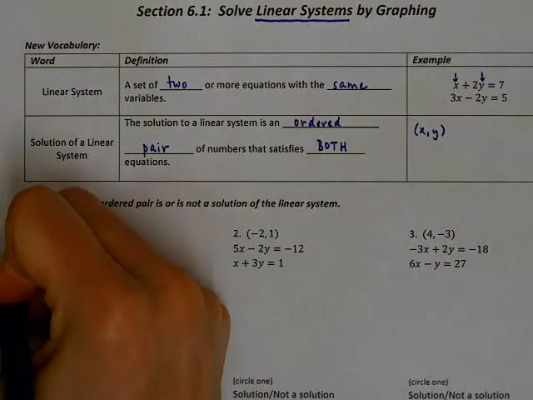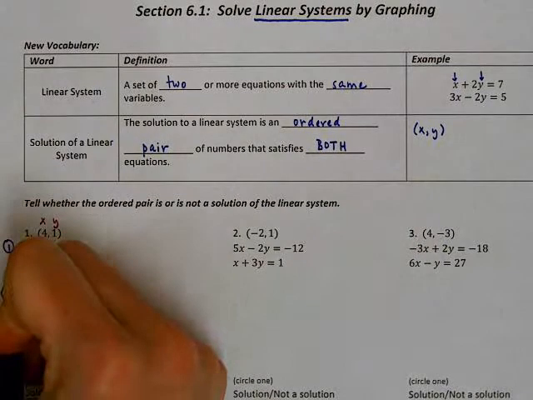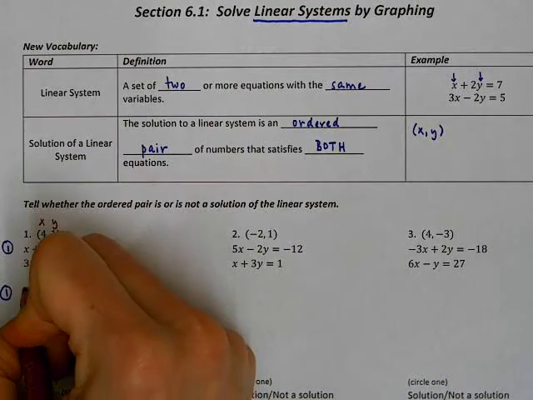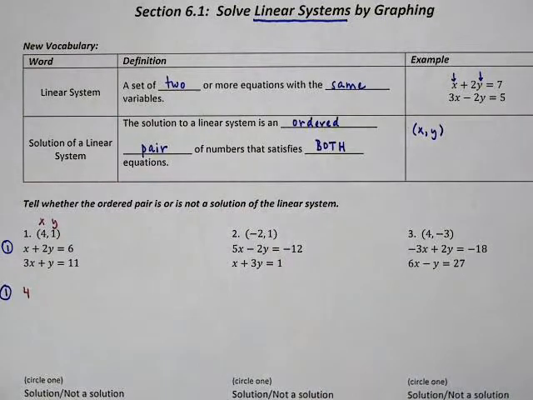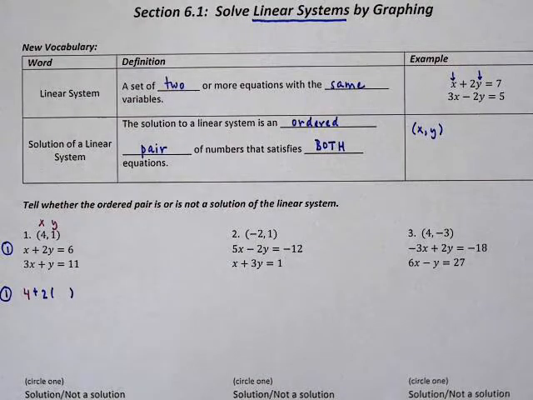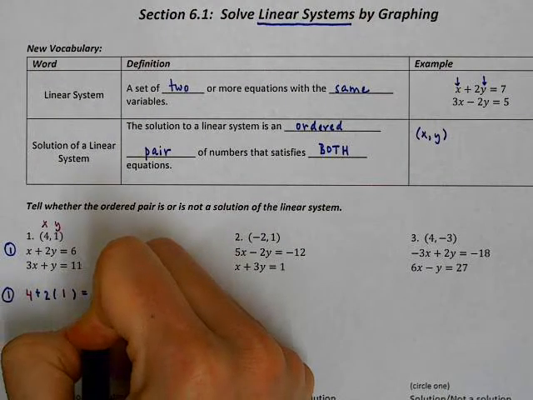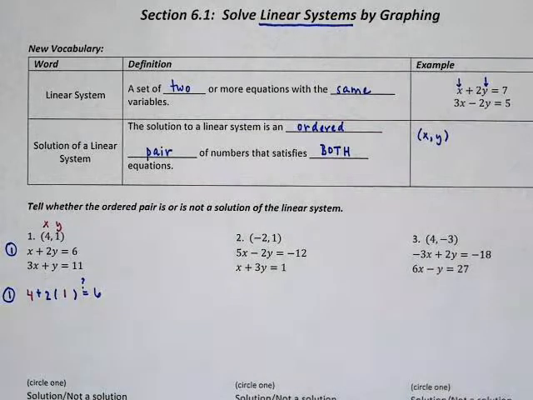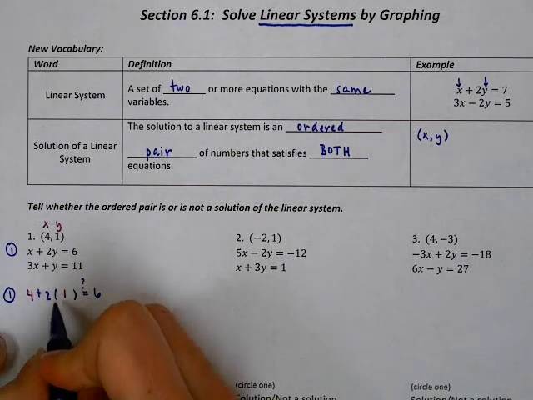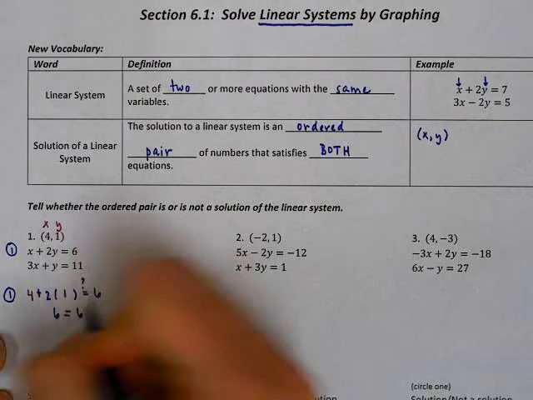I'm just going to call this equation 1 here. So I'm going to start with the first one. Wherever I see an x, I'm going to substitute the x coordinate. So I have 4, then plus 2 times, now instead of y, I'm going to substitute the y coordinate, which is 1, and I need to check, is that equal to 6? Right now that's kind of a question mark. So we're going to evaluate the left side. If I put 4 plus 2 times 1 in my calculator, I'm going to get 6 on the left side, which is equal to 6.